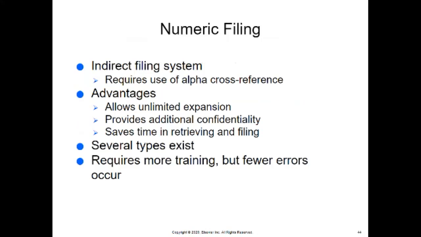Okay, so let's talk about numeric filing. Some form of numeric filing combined with color and shelf filing is used by practically every large clinic or hospital. Several types of numeric filing systems can be used, including the straight or consecutive numeric system. Patients are given consecutive numbers as they visit the practice. The terminal digit system, or use of the last 4 digits of a patient's social security number. It requires more training, but fewer errors occur with this particular filing system.